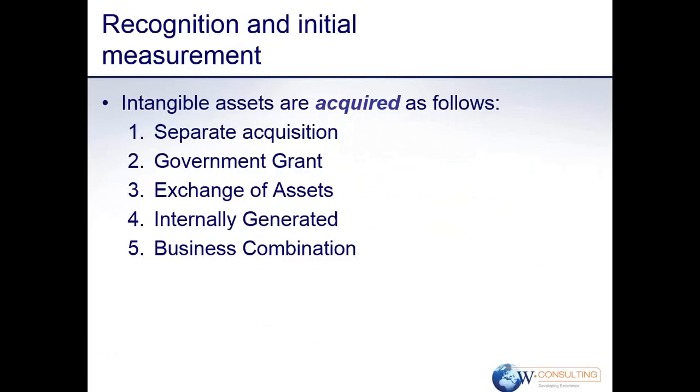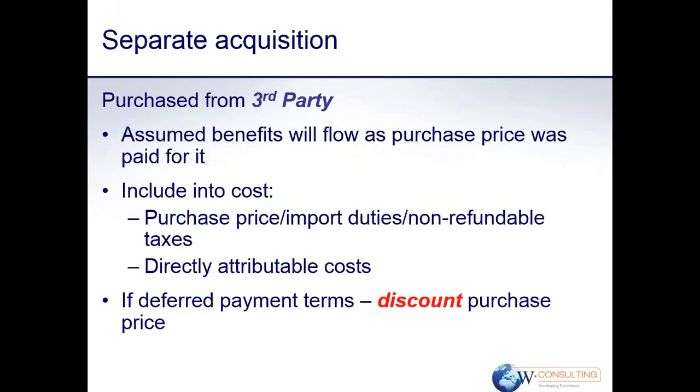So to start off with the first one, through separate acquisition, that would generally involve one entity going out and acquiring an intangible asset from another entity. The intangible asset could be a single asset that is the subject of the transaction, so two parties come together and they decide that one party will acquire the intangible asset from another party.